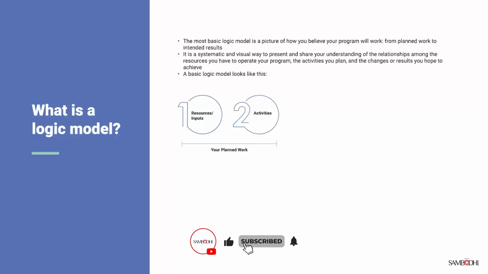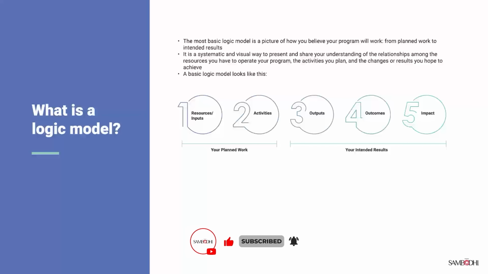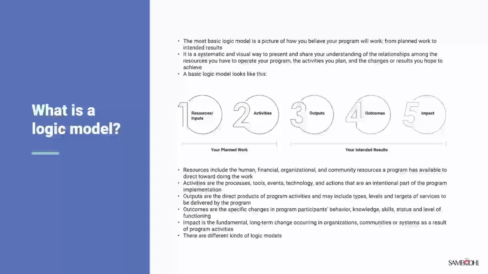You have your resources, followed by activities, which make up the planned work. It is followed by outputs, then outcomes, then impact, which make up your intended results. Although these terms like output, outcome, impact sound similar, they are entirely different when we interpret them.